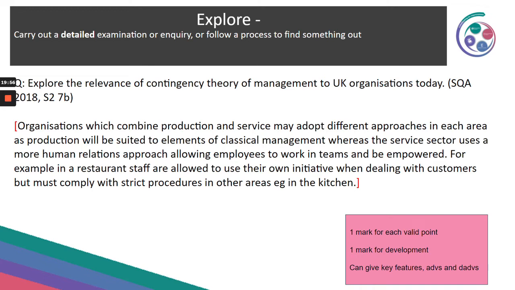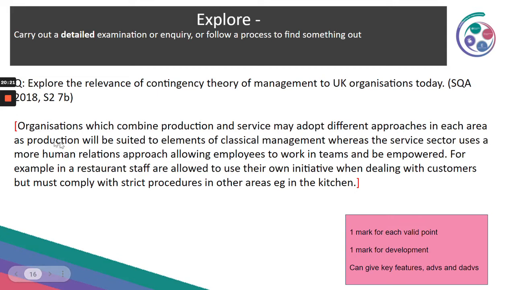So let's have a look at an example from the 2018 paper. Explore the relevance of contingency theory of management to UK organisations today. So the way that you would approach this is you would create a link between the key features of the contingency theory of management and how that relates to UK organisations today.